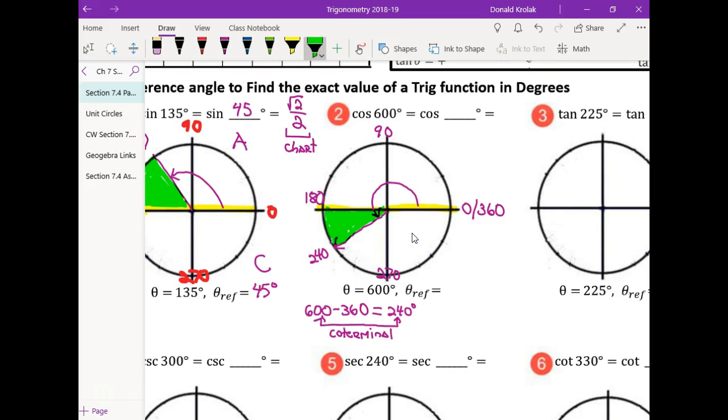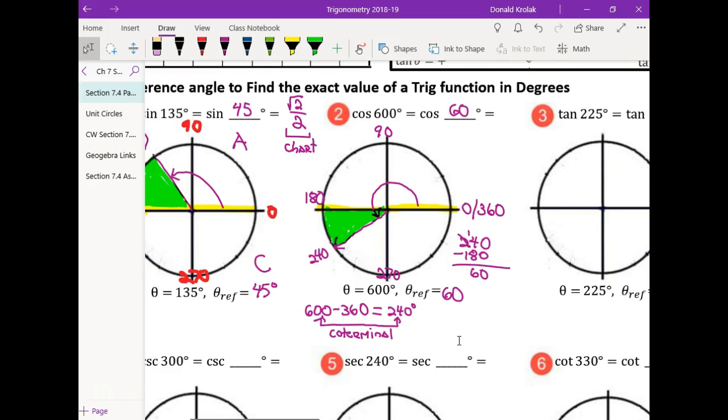Okay, Trey, what's my reference angle on this? 240 minus 180. Yep. So finding the cosine of 600 is the same thing as finding the cosine of 60. Just got to get your sign correct, if it's positive or negative.